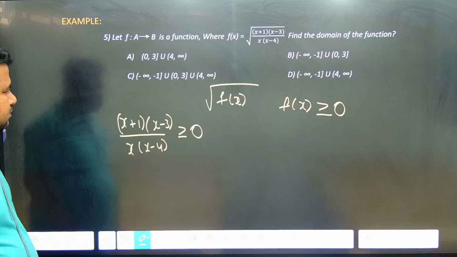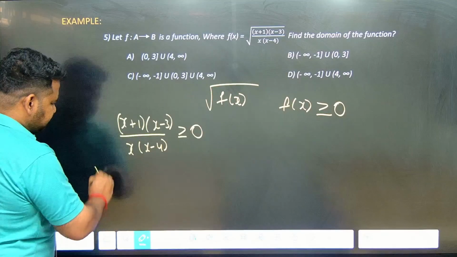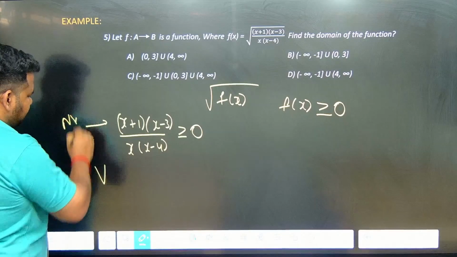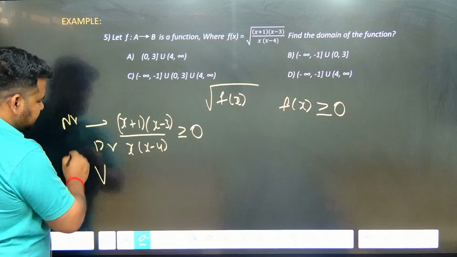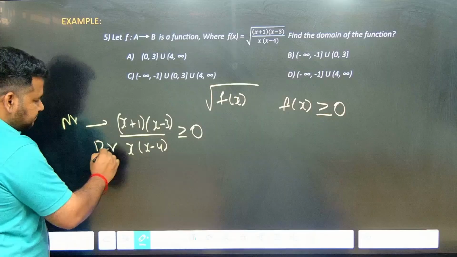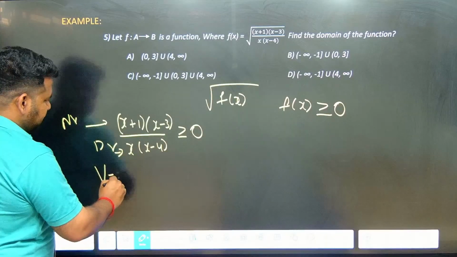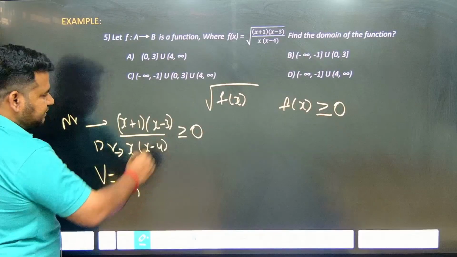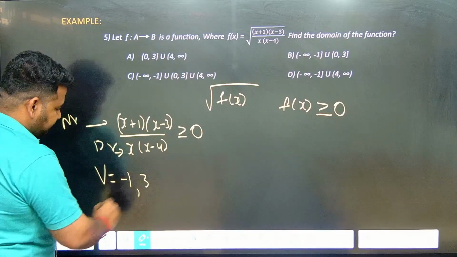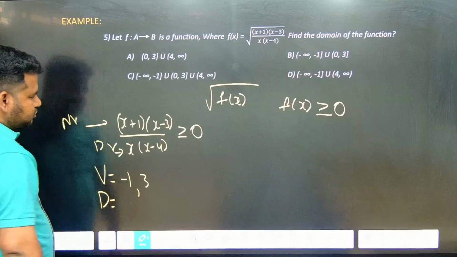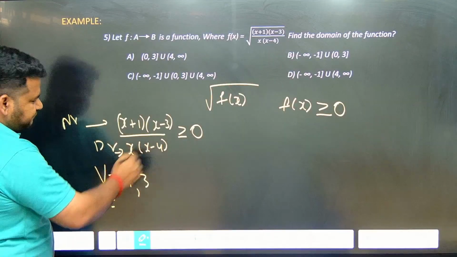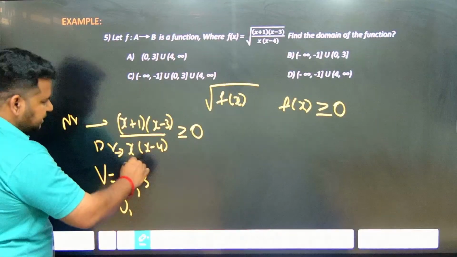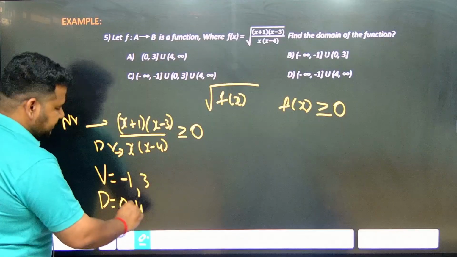What we will do here? Vanishing points, whatever is in the numerator, that gives us vanishing points. Whatever is in the denominator gives us discontinuous points. So vanishing points are: x plus 1 equated to 0 gives minus 1, x minus 3 equated to 0 gives 3. Discontinuous points: x equated to 0 is 0, and x minus 4 equated to 0 gives 4. These are discontinuous points.